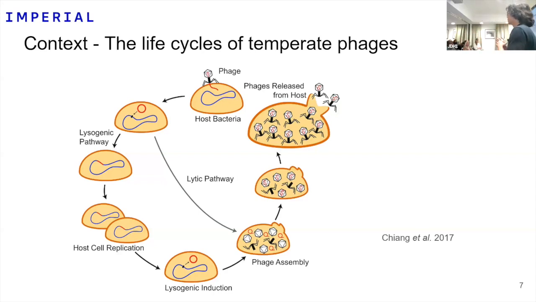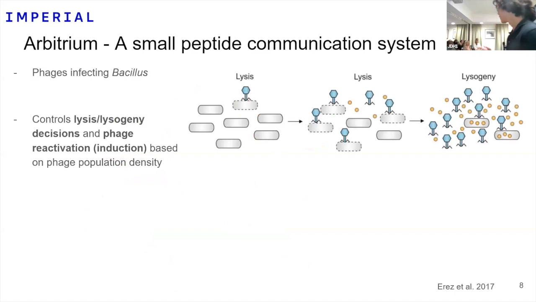How temperate phages alternate between these life cycles is dependent on a lot of factors: chemicals, stressors, as well as arbitrium, which is a small peptide communication system you find in phages that infect Bacillus species. They control the lysis-lysogeny decisions, as well as induction, based on phage population density. And they gauge this phage population density based on levels of a signal peptide called AMP. Basically, when there's low levels of AMP in the environment, that's a signal to the phages that there's relatively fewer numbers of them out there.